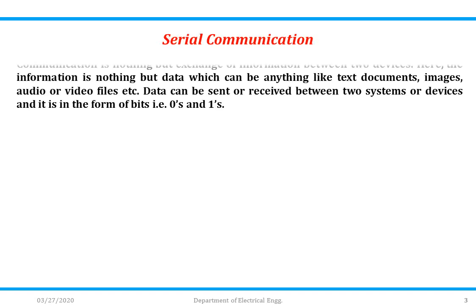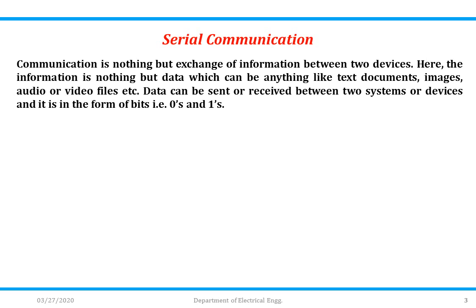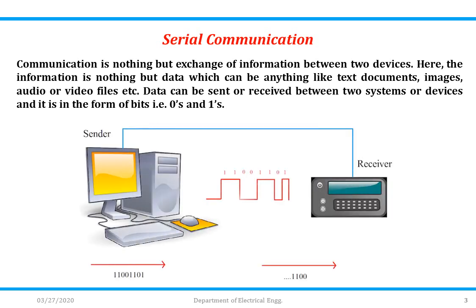Let's understand first what is a serial communication. Communication is nothing but it is exchange of information between two devices. Here the information is nothing but a data which can be anything like a text document, images, audio or video files, etc. Data can be sent or received between two systems or devices, and it is in the form of bits, that is zeros and ones. So computer understands only a binary language, that is zeros and ones.